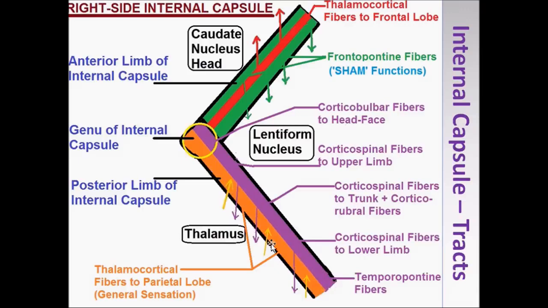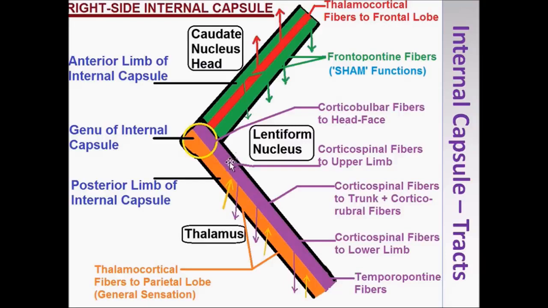This band of fibers that we see here are the thalamocortical fibers, which carry all the general sensations from the body to the somatosensory cortex of the parietal lobe. So let's take a look at the breakup of the fibers in the corticospinal tract first, because clinically this is very important. First, this is the anterior portion.